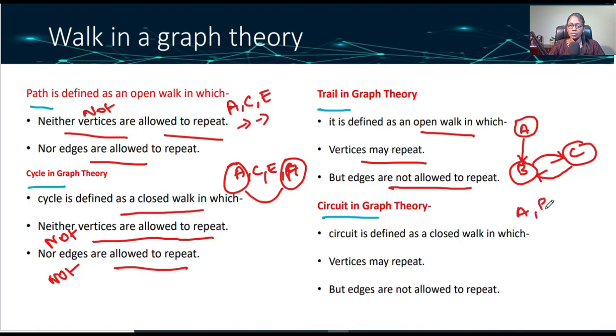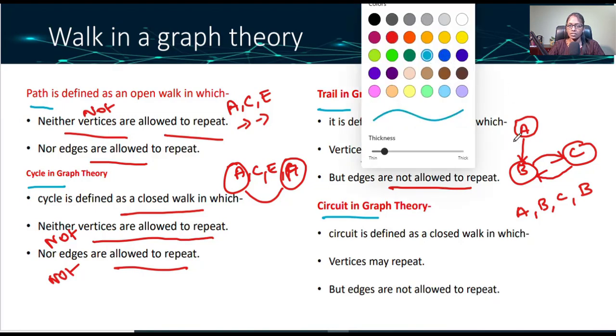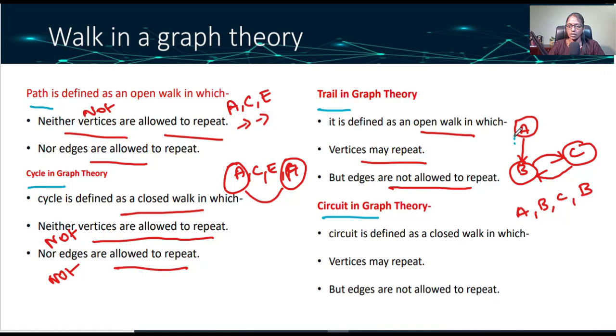So if I go A, B, C, B, it is defined as an open walk, where the vertices may repeat. From A to B I am going, then B to C I am going via this edge, and from C to B I am coming back via this edge. So edges are not repeated but a vertex is repeated. I repeat the vertex B, but I do not repeat the edge. This is edge E1, this is edge E2, and this is edge E3. So I am going via E2 but coming back via E3. I am not repeating the edge. So this is called a trail. It is defined as an open walk in which vertices may repeat but edges are not allowed to repeat.